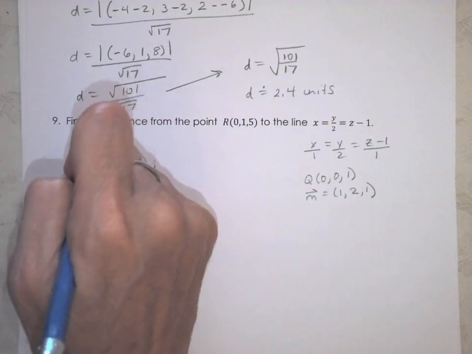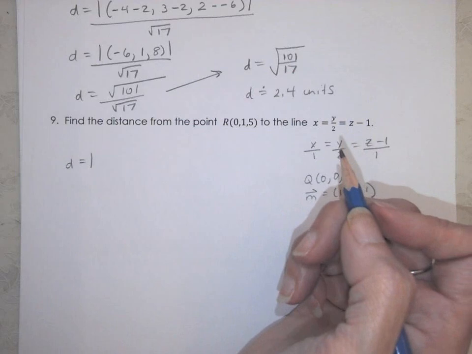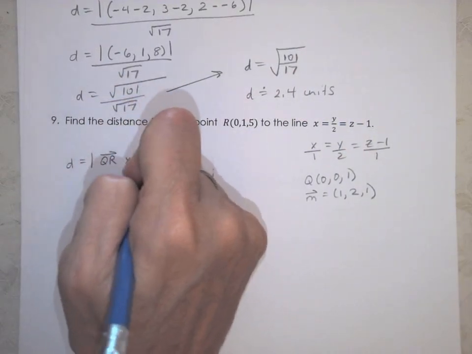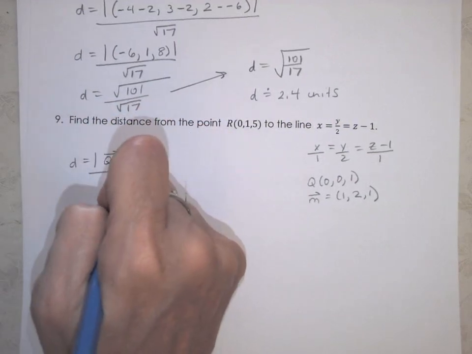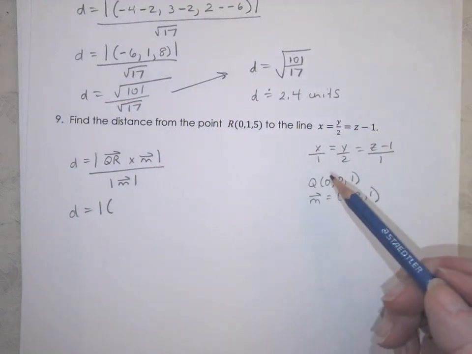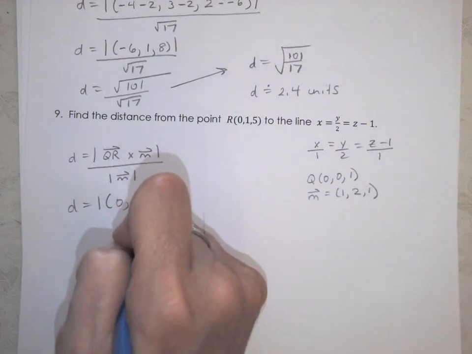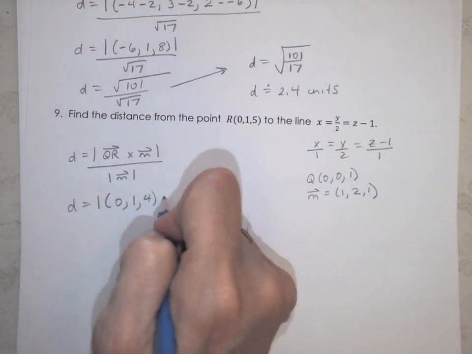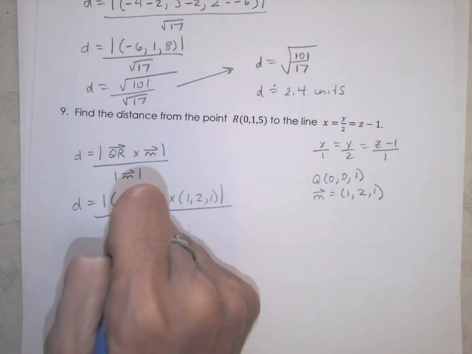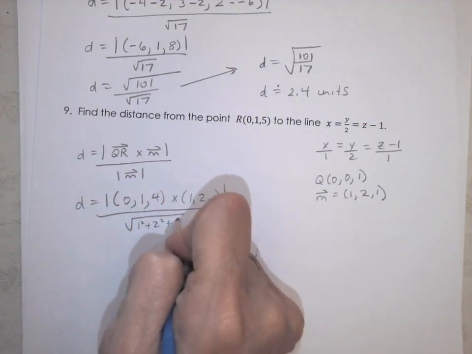Okay, we can use R instead of P if we want to. So we can modify our formula if we want to, or we can change that point to point P if we want to. So I'm going to say, instead of QP, I'm going to say QR crossed with the direction vector of the line divided by the magnitude. So QR is going to be R minus Q, so 0 minus 0, 1 minus 0, 5 minus 1, crossed with our direction vector over the magnitude of the direction vector, which is square root of 1 squared plus 2 squared plus 1 squared.